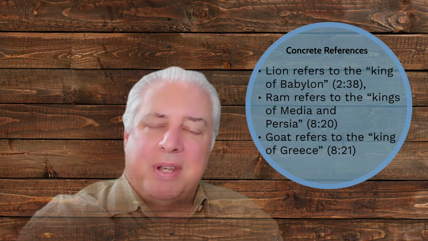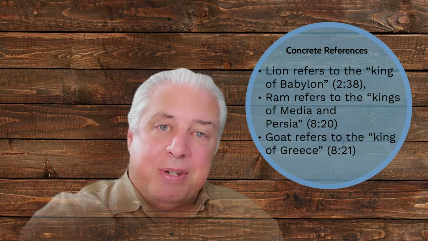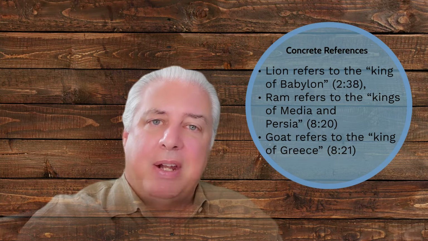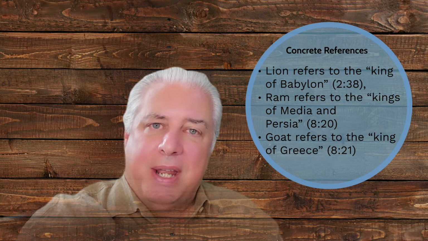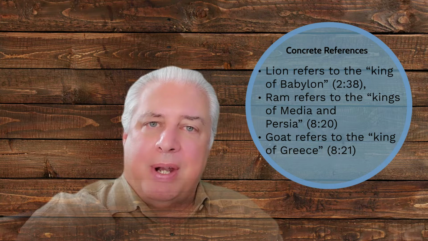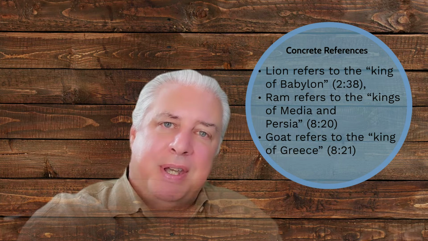Providentially, we are given some concrete references in which we can anchor our interpretation. As I mentioned earlier, in chapter 2, we are told explicitly that the head of gold represents Nebuchadnezzar. This means that these visions are about history. They're anchored in history. Babylon as an empire ceases to exist when it's defeated by Cyrus in 539 BC.